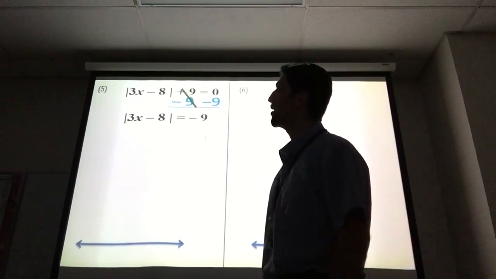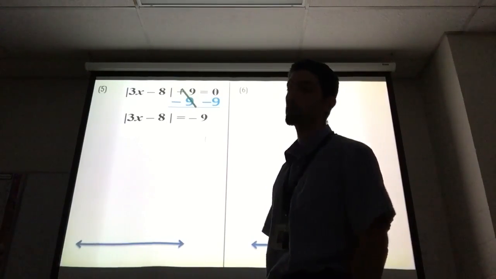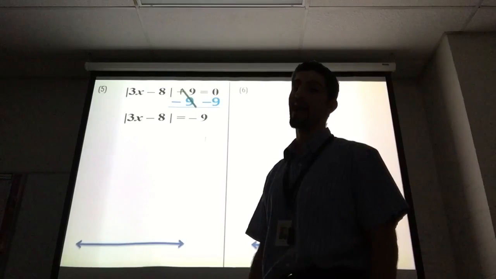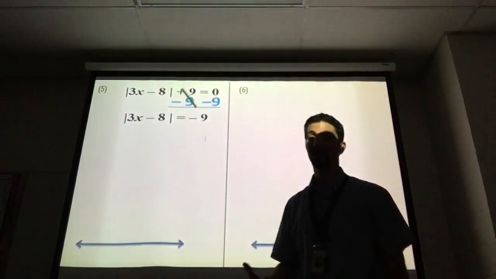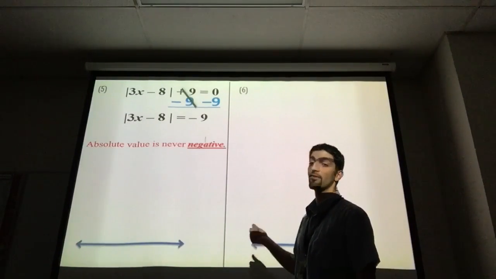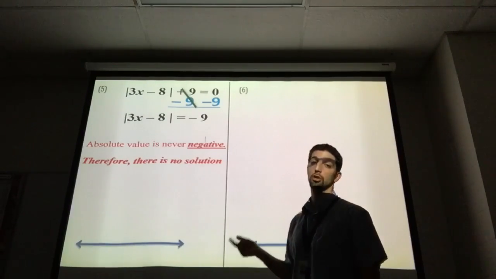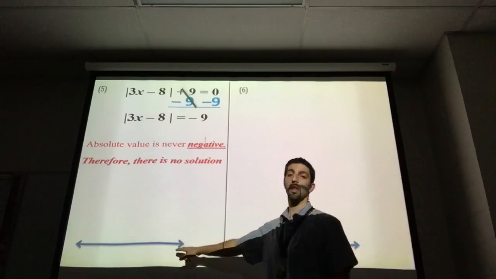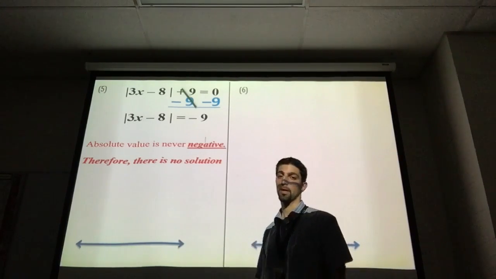Now again, hopefully you notice this. The absolute value is equal to a negative number. That cannot happen, because you can never take the absolute value of something and get a negative number. So what you're going to say is absolute value is never negative, therefore there is no solution. So this number line has nothing on it because there's no solution.